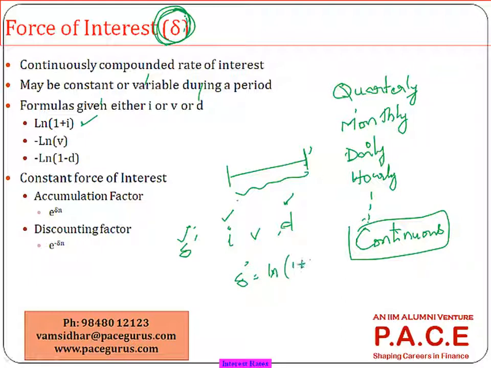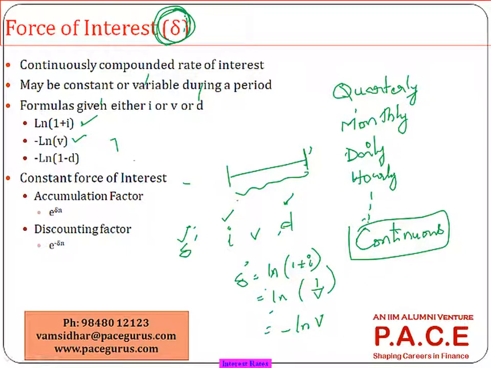Now let's see all the relationships. Delta comes out to log 1 plus I, and we know 1 plus I is nothing but 1 by V, because V equal to 1 by 1 plus I. So 1 plus I will become 1 by V, and as per the concepts of logarithms, this becomes minus log V. So that is what I'm mentioning here as a second point.